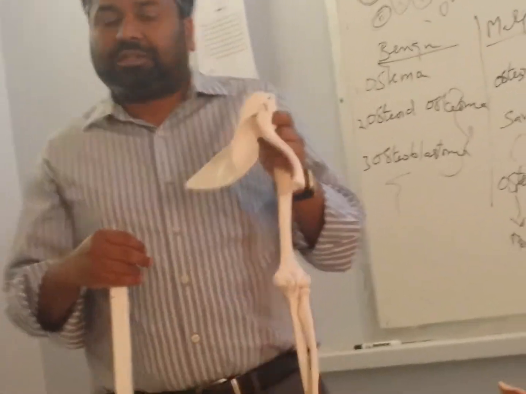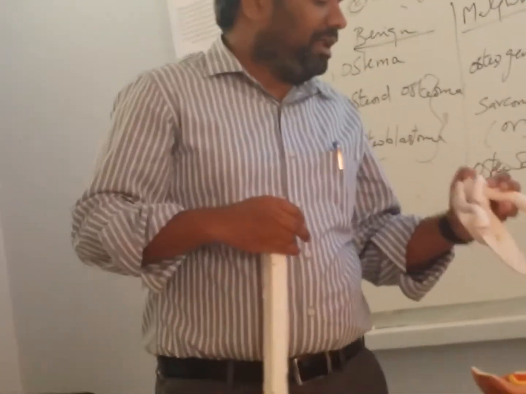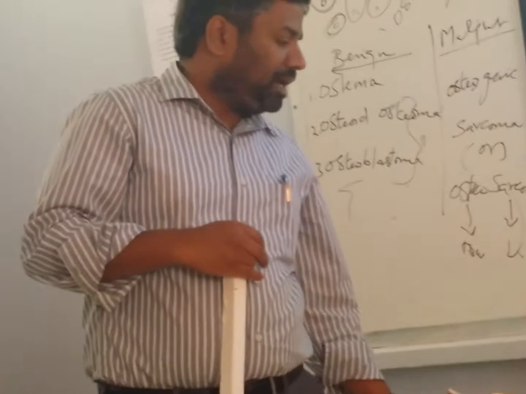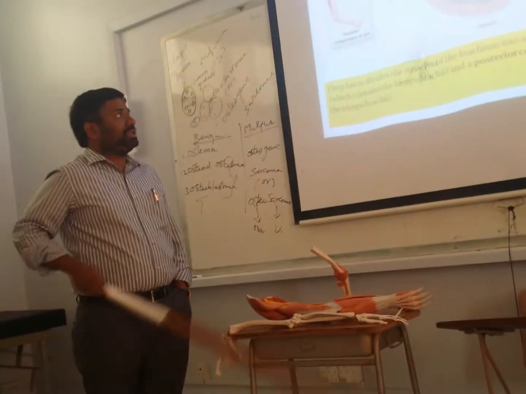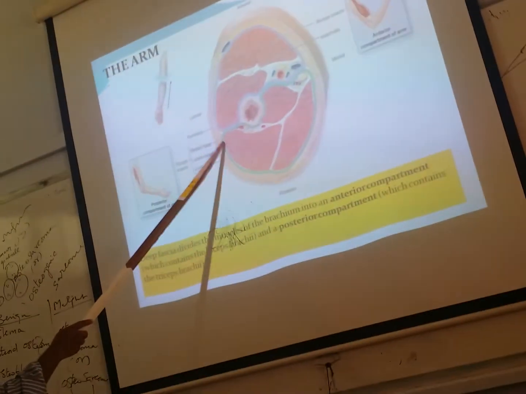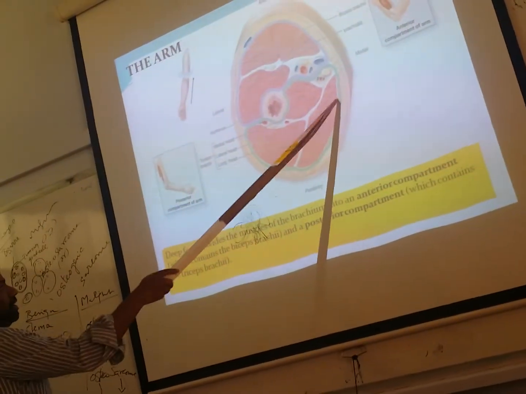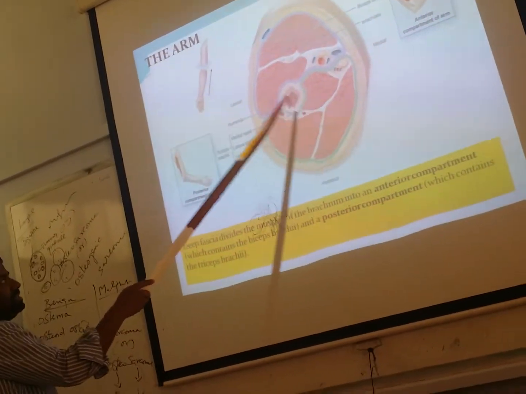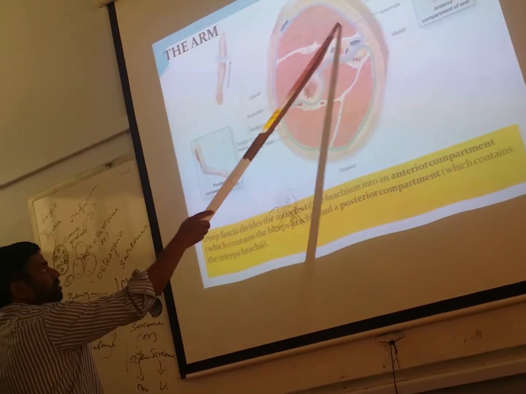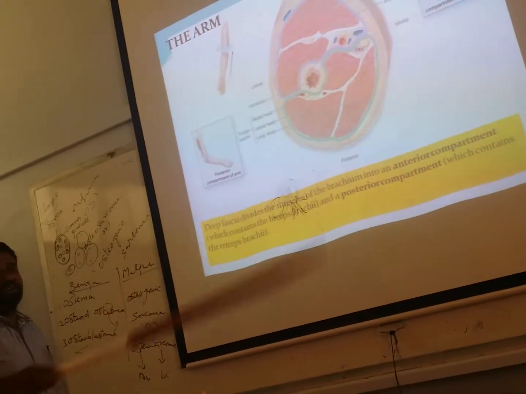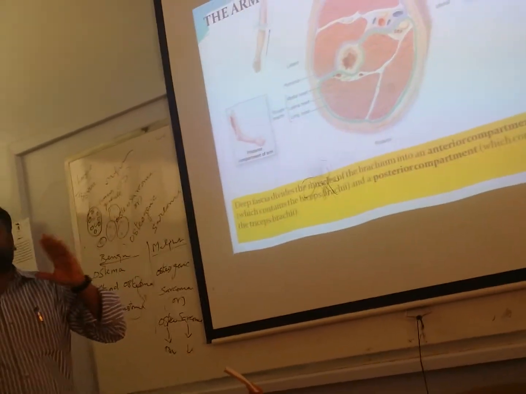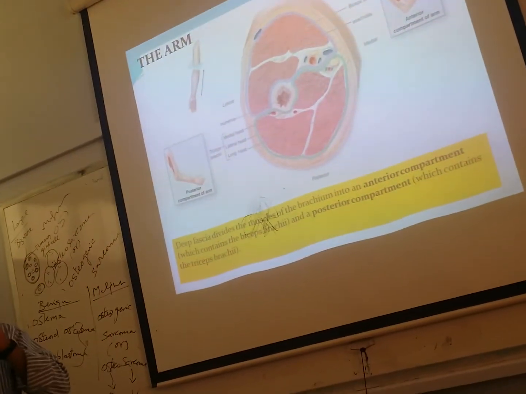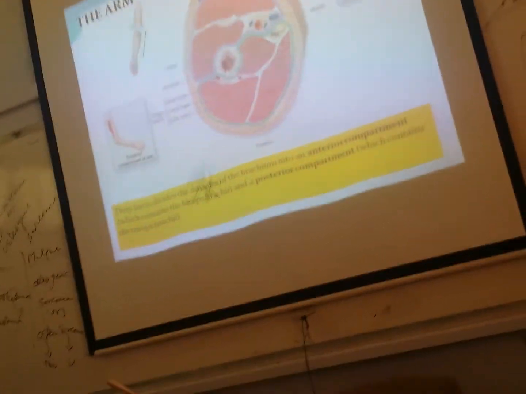Is it clear? Yes. So how is the arm divided into two compartments? By the attachment of the deep fascia. Okay, so this is how the deep fascia is attached, enclosing the muscles. This fascia encloses the posterior compartment muscles, and this fascia covers the anterior compartment muscles. Am I clear? Yes. So the division of the arm into two compartments: anterior or the flexor, posterior or the extensor. Similarly in the forearm.